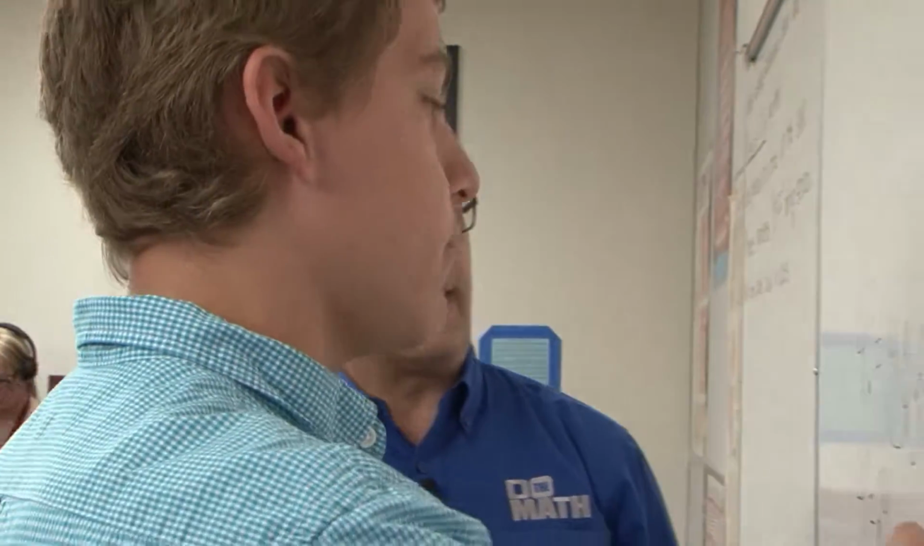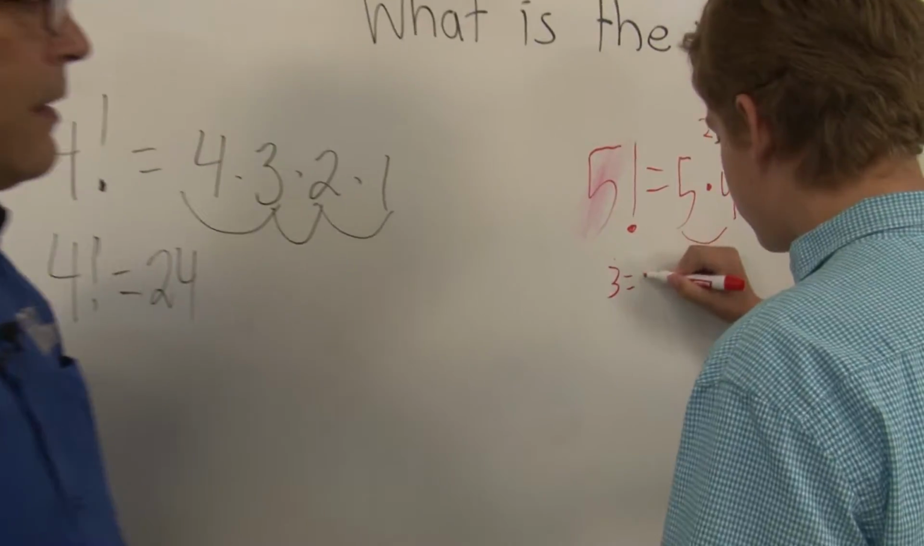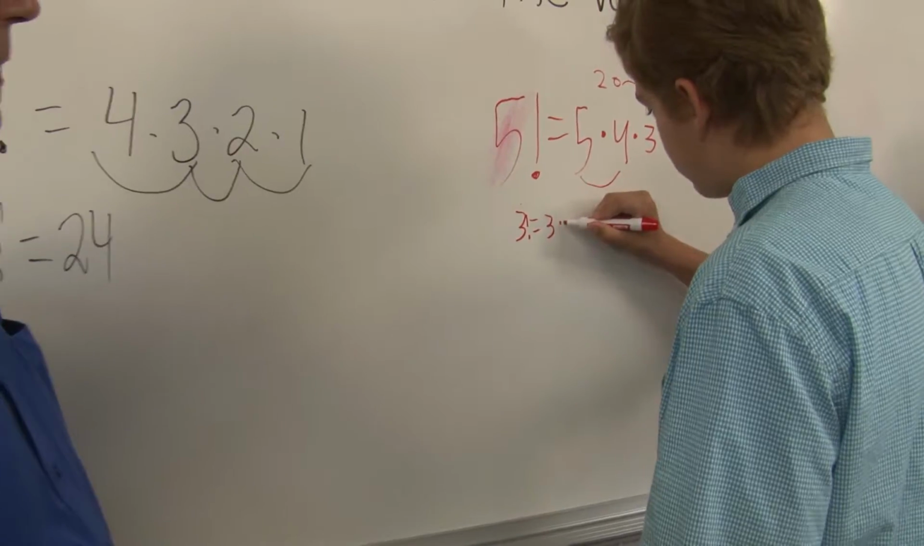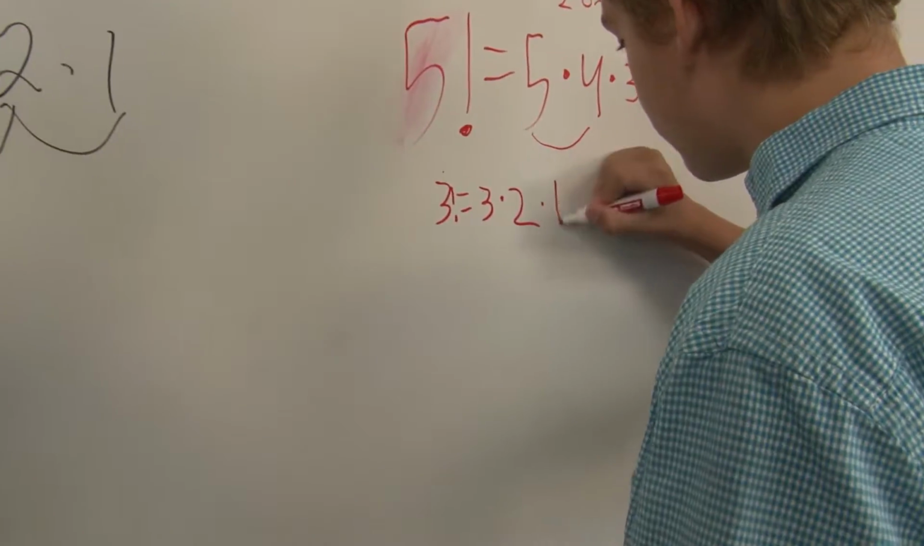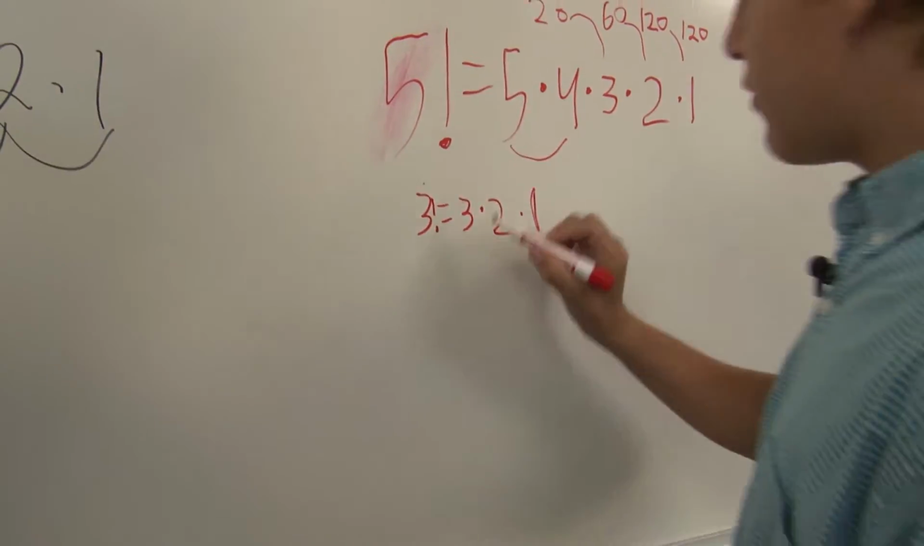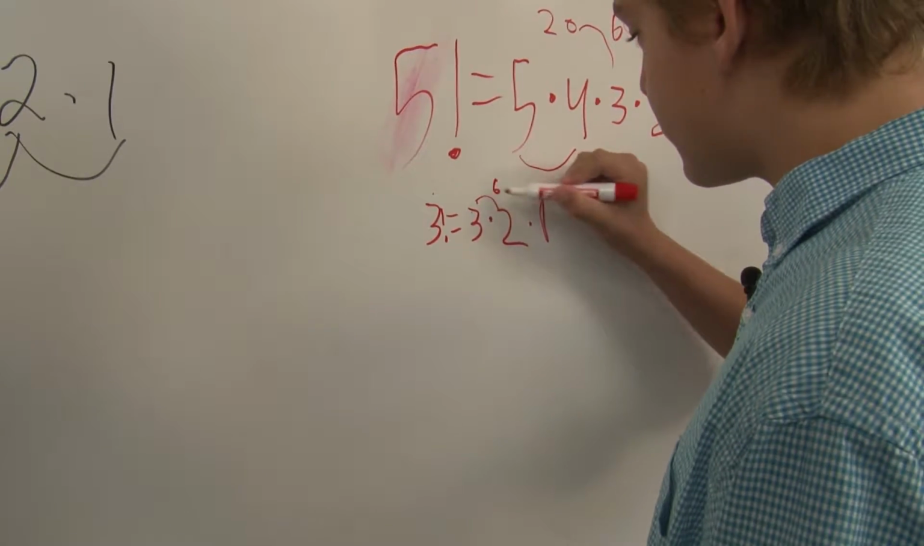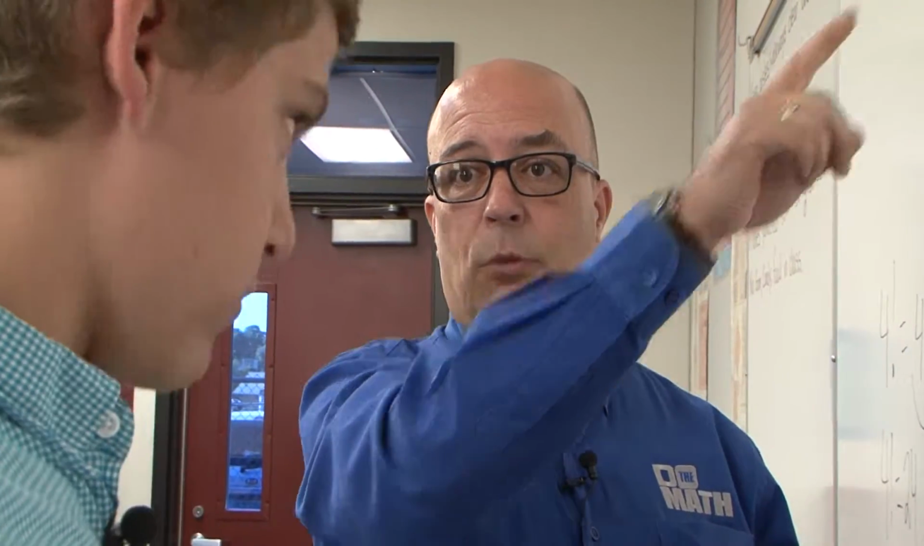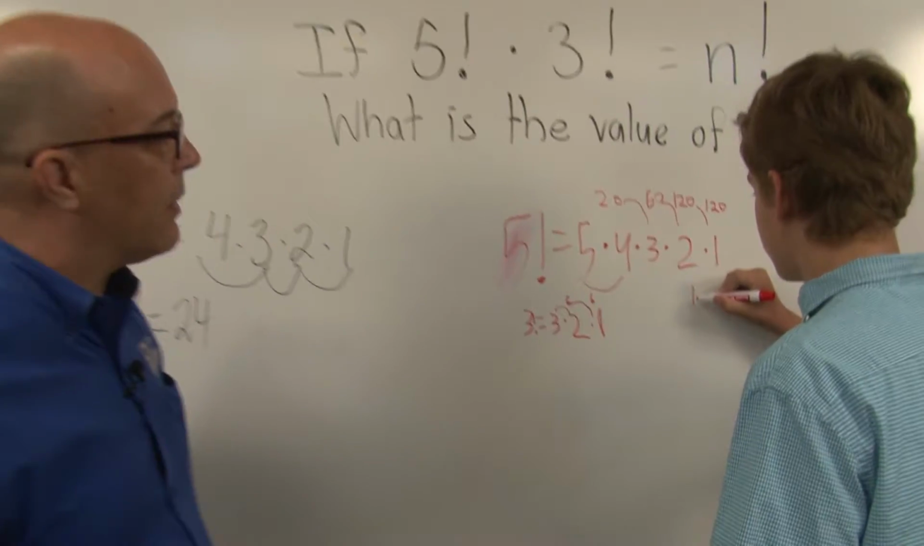Now we need to do what? The 3 factorial. All right, go ahead and do that. There you go. 3 times 2 times 1. 3 times 2 is 6. 6 times 1, 6. Okay, so the statement, we need to multiply these two. So what are we now going to multiply? 120 times 6. Okay, so if you could do that.